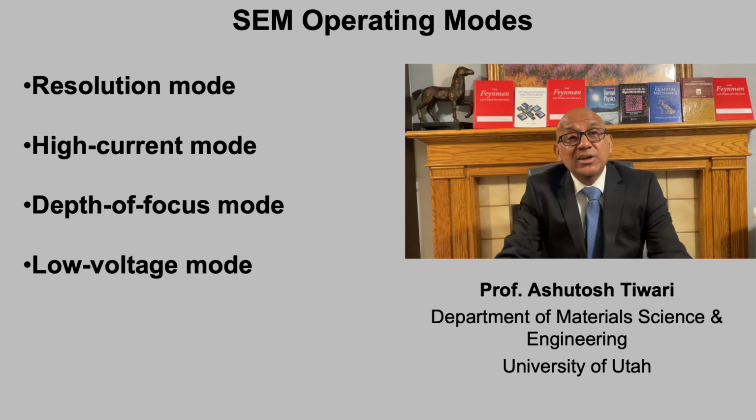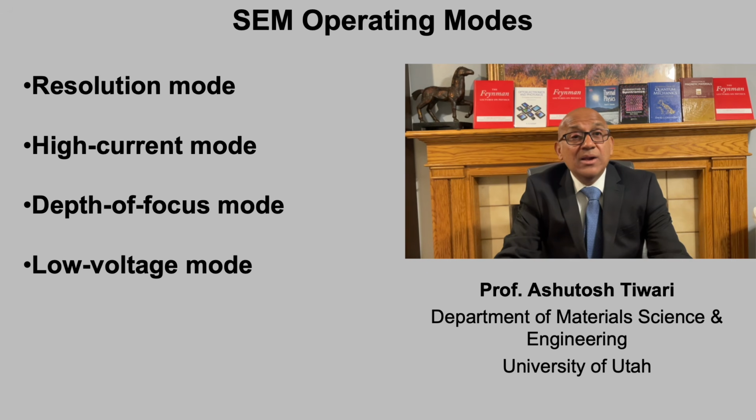In high current mode, the beam current is increased to generate stronger signals. This improves signal-to-noise ratio and is especially useful for analytical techniques such as X-ray spectroscopy, where sufficient signal intensity is critical. In depth of focus mode, operating conditions are adjusted to maximize the range of heights that remain in focus simultaneously. This mode is particularly useful for rough or topographically complex samples where three-dimensional morphology is important.